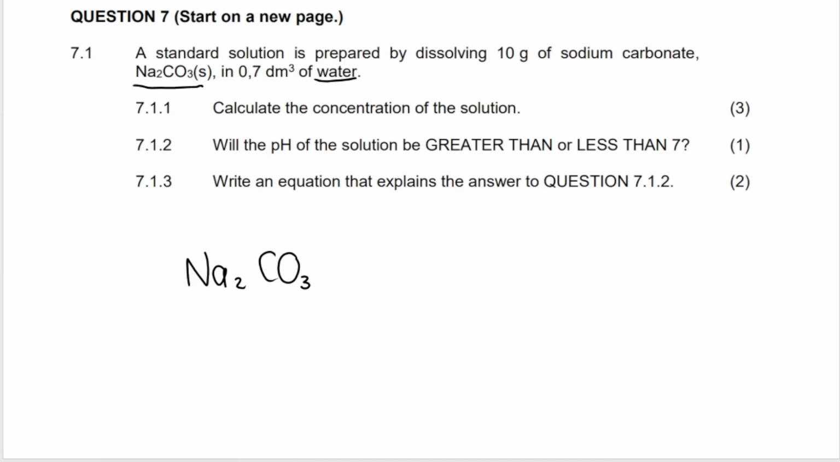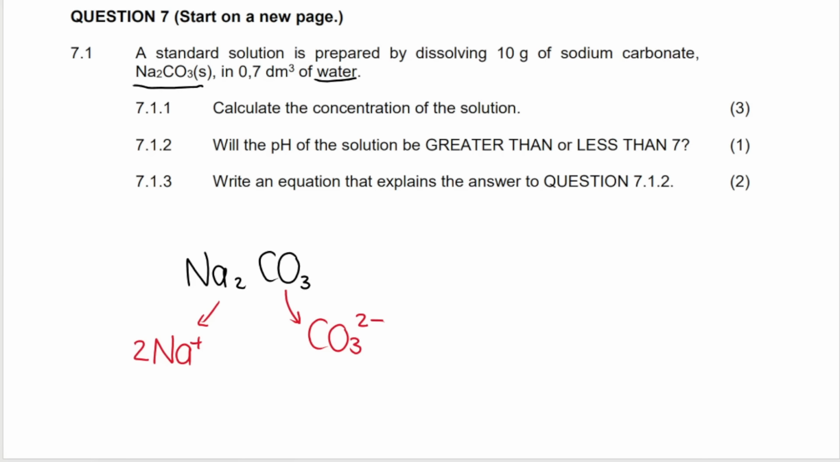You need to know that this salt, Na2CO3, is made up of the following ions. So we've got the sodium ion, Na+. I know there's a 2 over there. It's because there's 2 sodium ions. And then the carbonate ion, CO3 2-. The sodium ion and the carbonate ion, those two things come together to give me sodium carbonate.